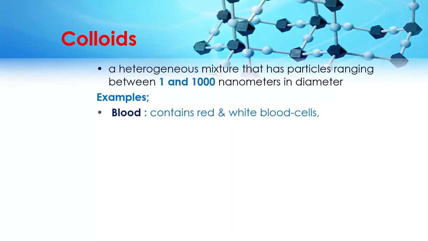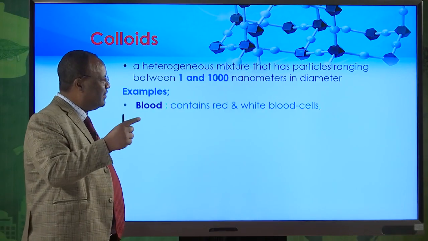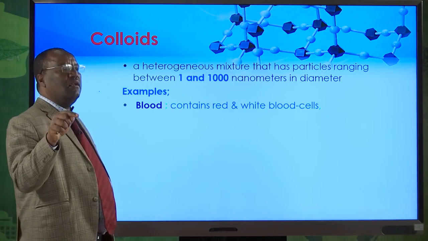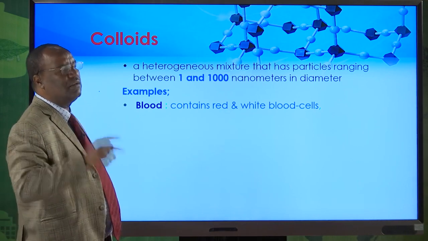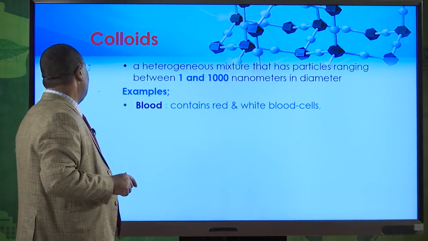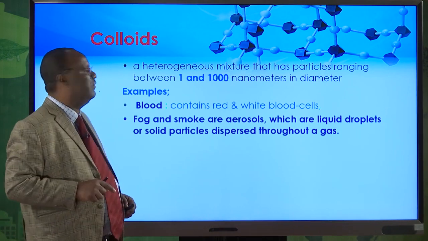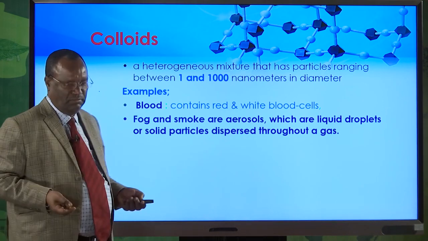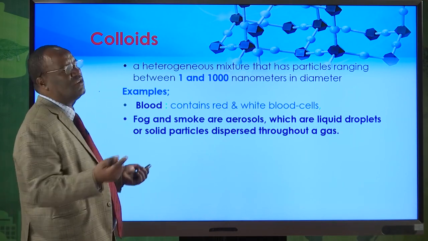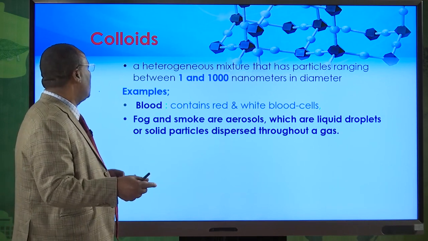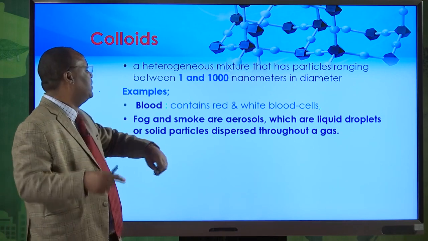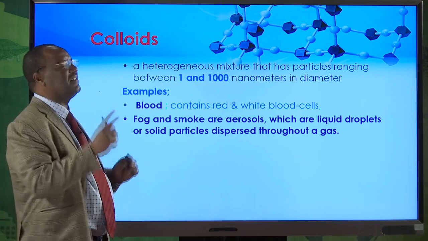You cannot see the particles in colloids. For example, blood is one example. It contains red and white blood cells. You cannot identify the red blood cells and the white blood cells in blood using your naked eyes. Fog and the smoke are other examples of colloids, which are liquid droplets or solid particles dispersed throughout a gas.